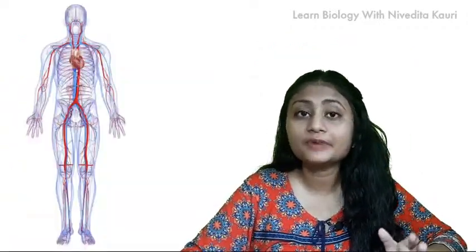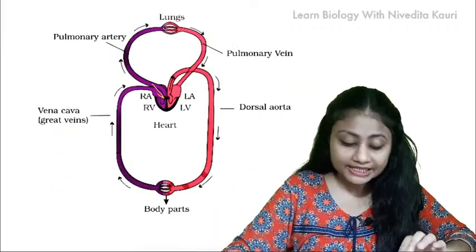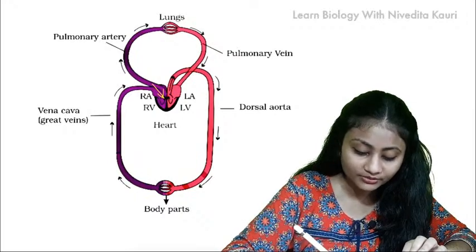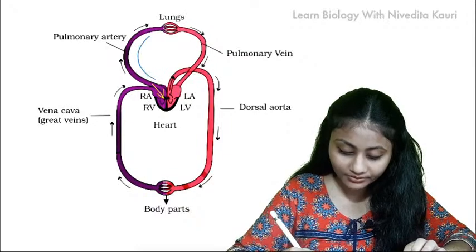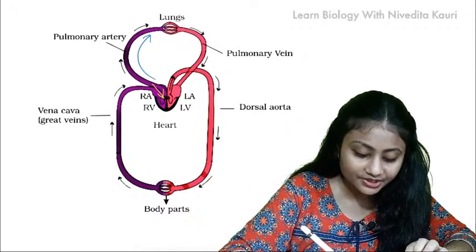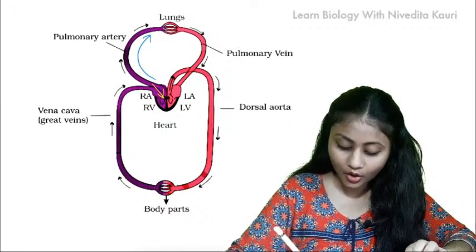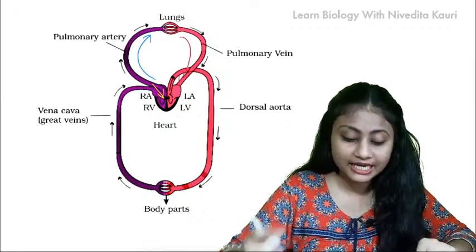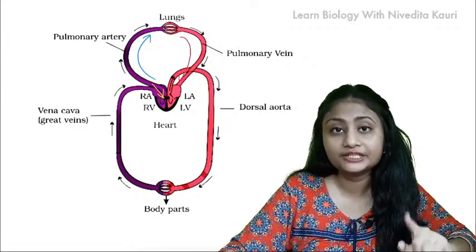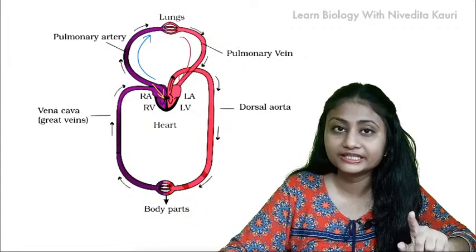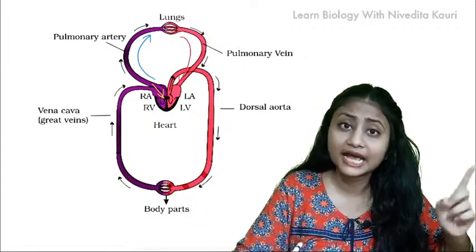Let us know what is pulmonary circulation and what is systemic circulation. Deoxygenated blood from the right atrium goes to the right ventricle and then from the right ventricle it reaches the lungs via the pulmonary artery. Oxygenation occurs in lungs, then the oxygenated blood comes back to the left atrium via the pulmonary veins. This is the pulmonary circulation involving the heart and lungs.